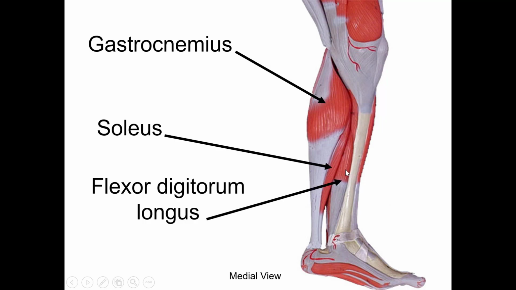And this muscle tucked right here is the flexor digitorum longus. Notice how it comes down, and you can see those tendons going to the bottoms of the toes. So this is obviously going to flex the toes. It also plantar flexes the foot, and it will pull the sole of the foot inward or invert the foot.